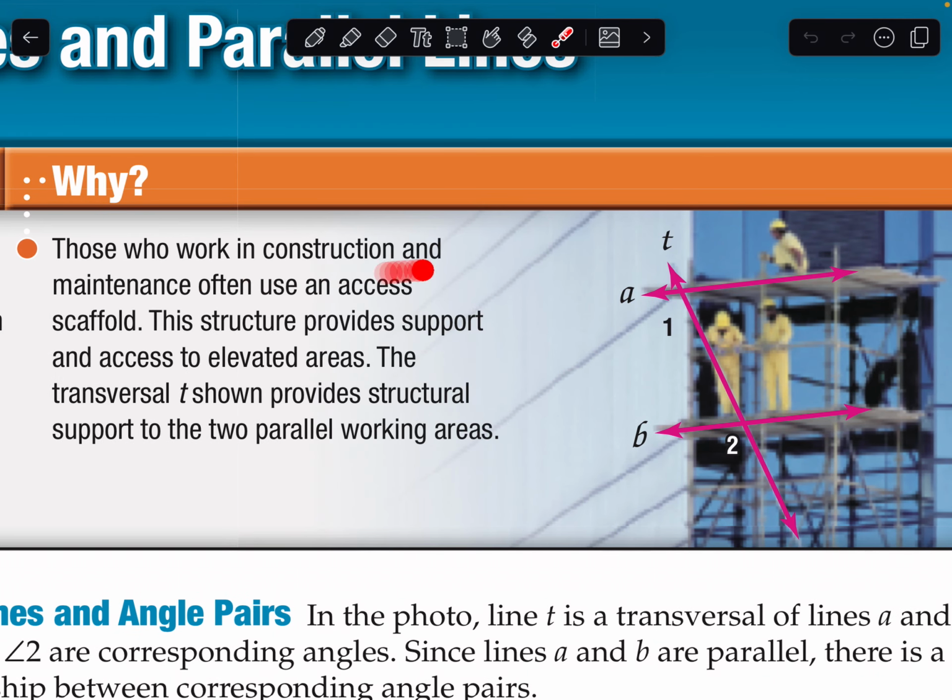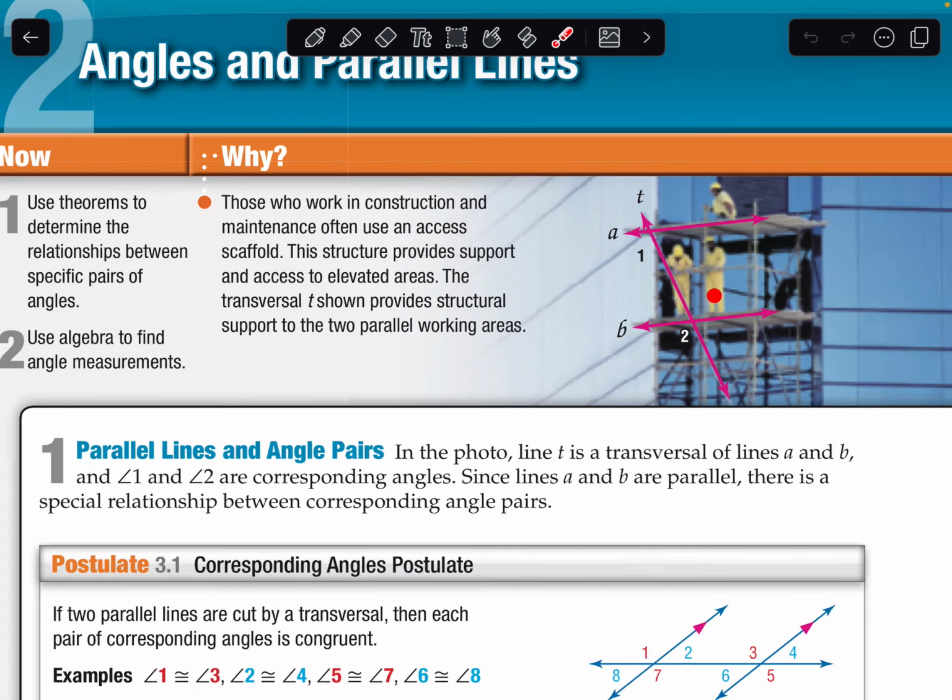Well, those who work in construction and maintenance often use an access scaffold. This structure provides support and access to elevated areas. The transversal T shown provides structural support to the two parallel working areas, and maintaining those surfaces as parallel is critical to the scaffold functioning properly.